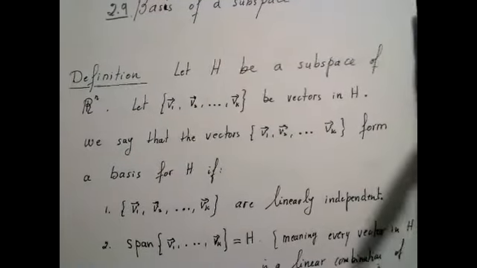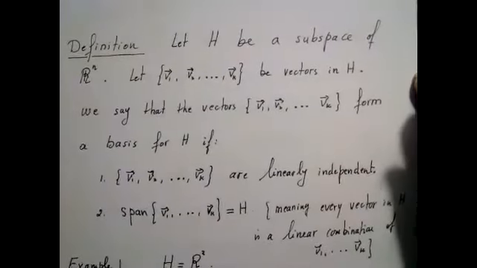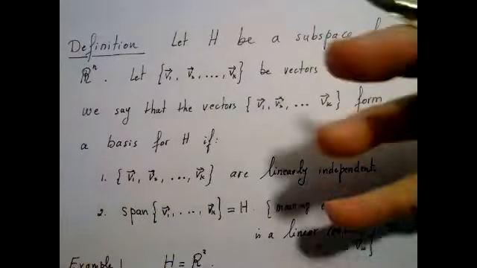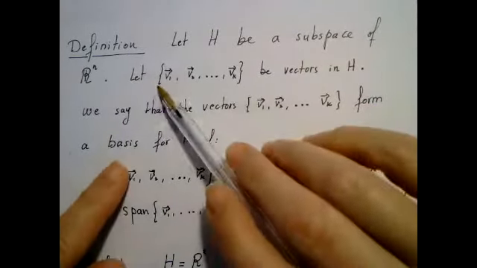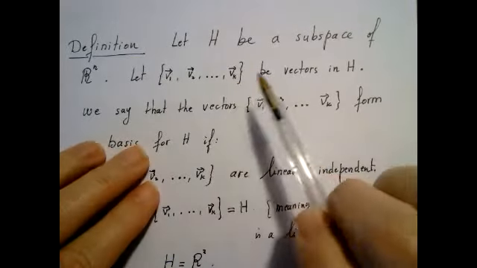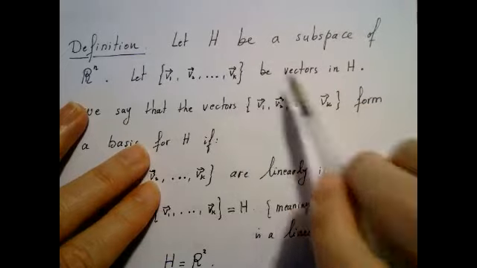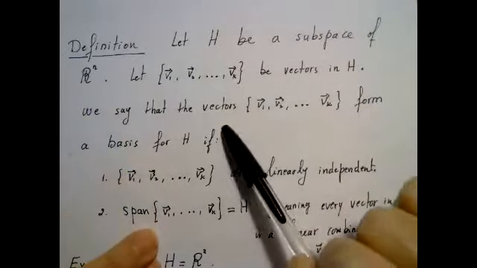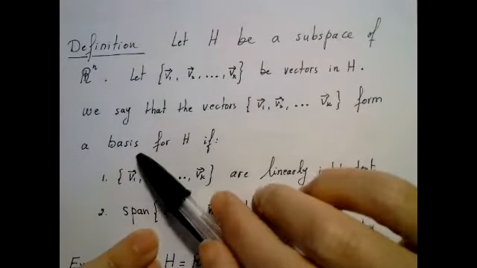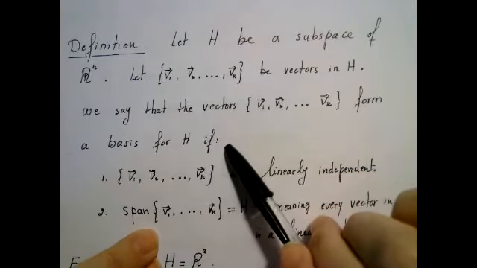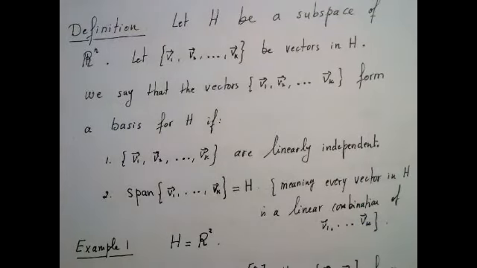Now, basis of a subspace. What is a basis for a subspace? Let H be a subspace of Rn. It means this collection of vectors that have very specific properties. And V1 through Vk are vectors in H. So we have this collection and you have a bunch of vectors in it. Then we say that the vectors V1 through Vk form a basis for H if the following two conditions are satisfied.